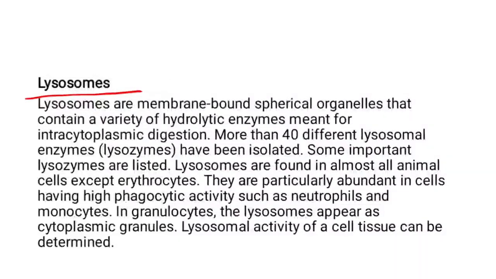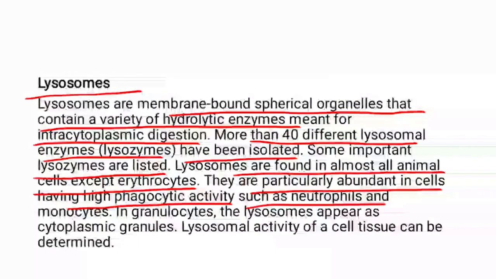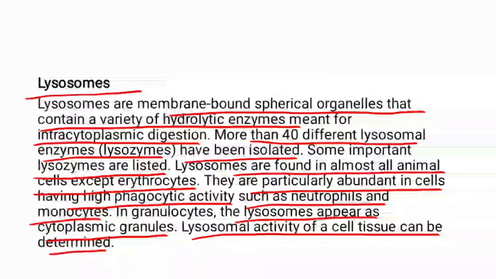Lysosomes. Lysosomes are membrane-bound spherical organelles that contain a variety of hydrolytic enzymes meant for intracytoplasmic digestion. More than 40 different lysosomal enzymes, which are called lysozymes, have been isolated. Some important lysosomal enzymes are listed. Lysosomes are found in almost all animal cells except erythrocytes. They are particularly abundant in cells having high phagocytic activity such as neutrophils and monocytes. In granulocytes, the lysosomes appear as cytoplasmic granules. Lysosomal activity of a cell or tissue can be determined.